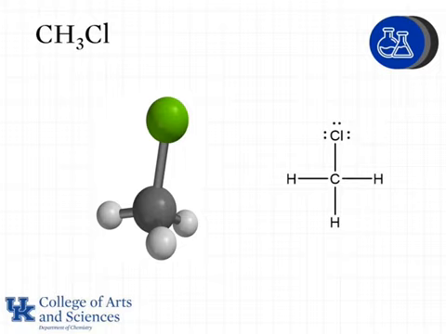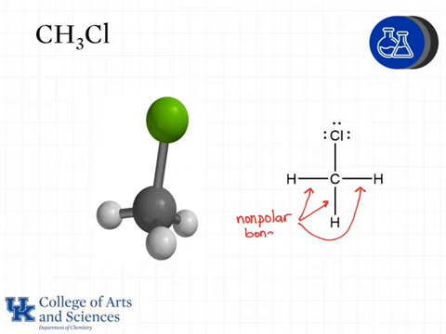A similar example is CH3Cl. One of the hydrogen atoms has been replaced with a chlorine. We know that we have some polar bonds and some nonpolar bonds. All of the C-H bonds are nonpolar, but we know that the C-Cl bond is polar.